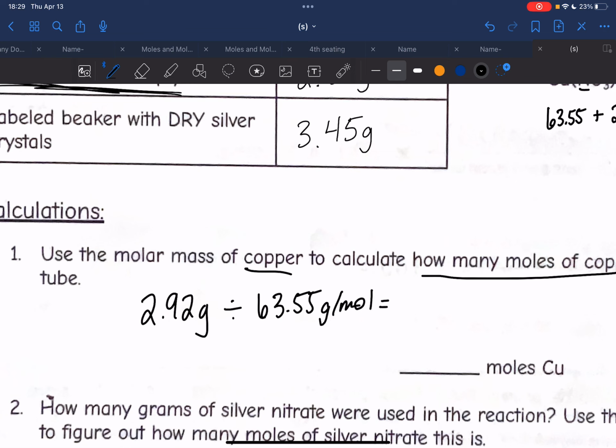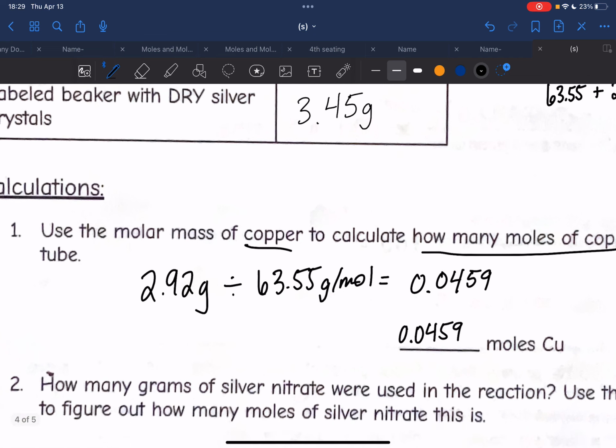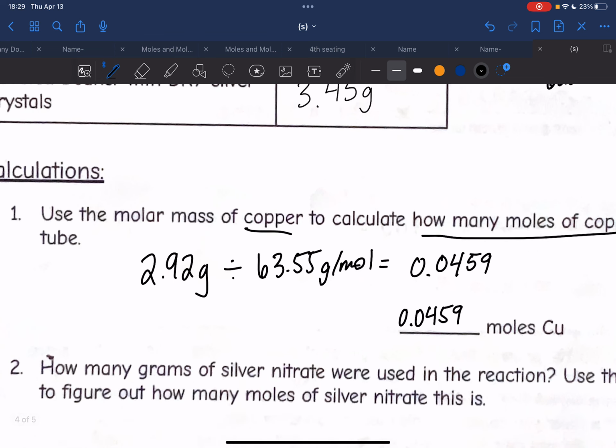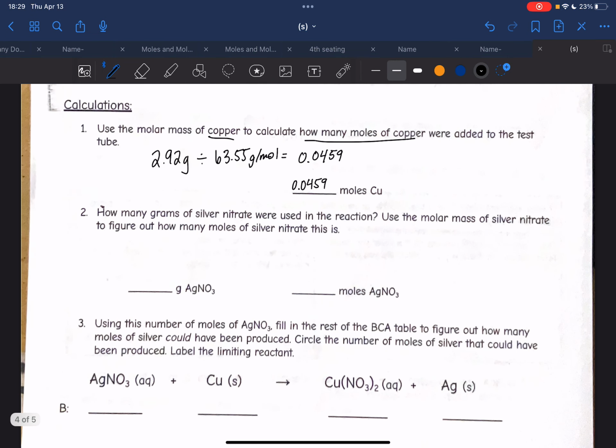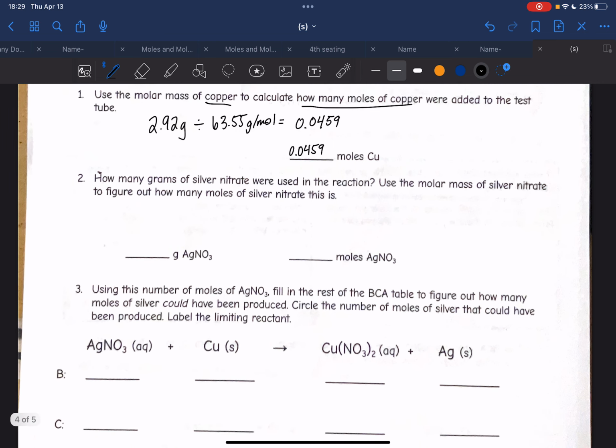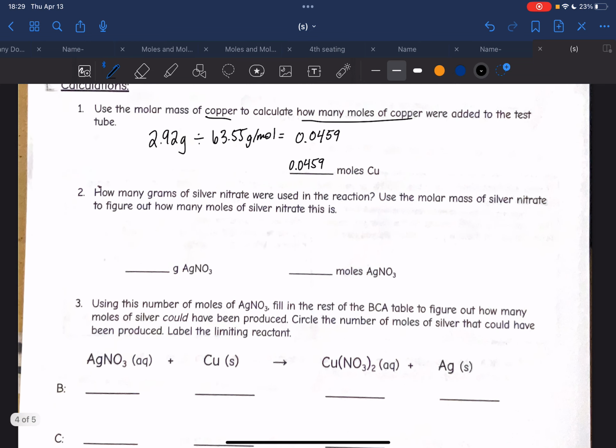And now I can punch that into my calculator. 2.92 divide by 63.55. And that gives me 0.0459. I'm actually going to leave it like that, 459. If you did 0.5 or 0.46, any way you round that's probably fine. But for clarity's sake, I'm going to stick with 3 numbers after my zeros, just to make it a little bit clearer what's going on.